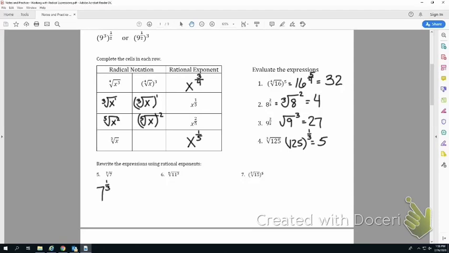So for example, in number 5, that comes out to probably 1 point something, maybe, I don't know. Just leave it at 7 to the power of 1/3. So those 3 down there, if you put it in, it will give you a decimal, but just leave it as rational exponent.